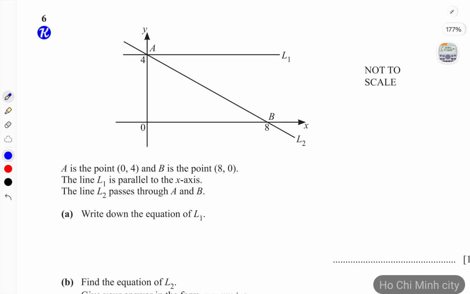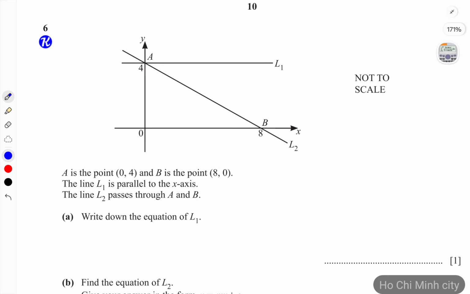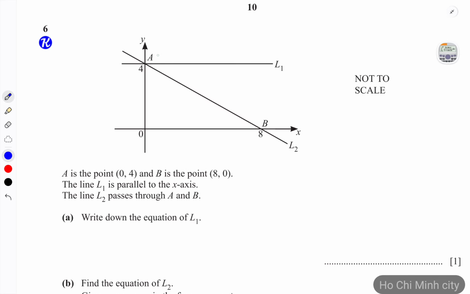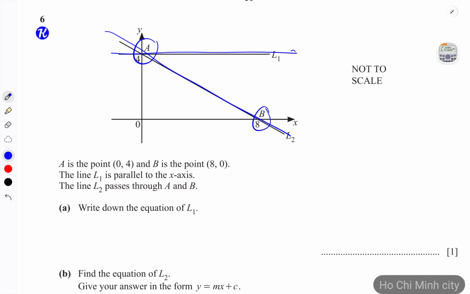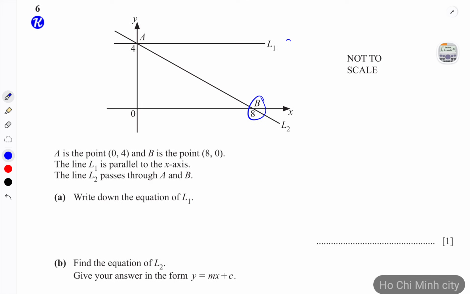All right, question 6. We have A is the point (0,4) and B is the point (8,0). And the line L1 is parallel to the x-axis. Line L2 passes through A and B. Write down the equation of L1. So because L1 is parallel to the x-axis, it has to have the equation of y equals to something. And the something here is number 4.